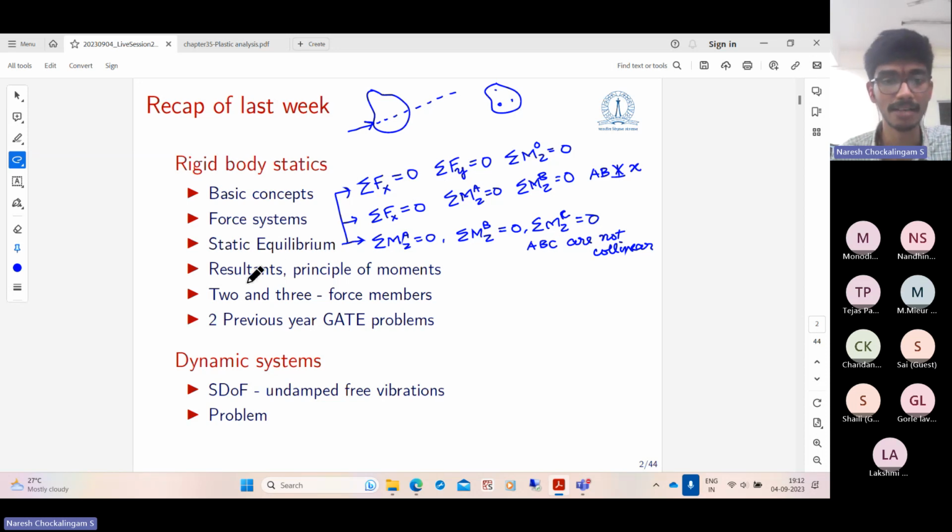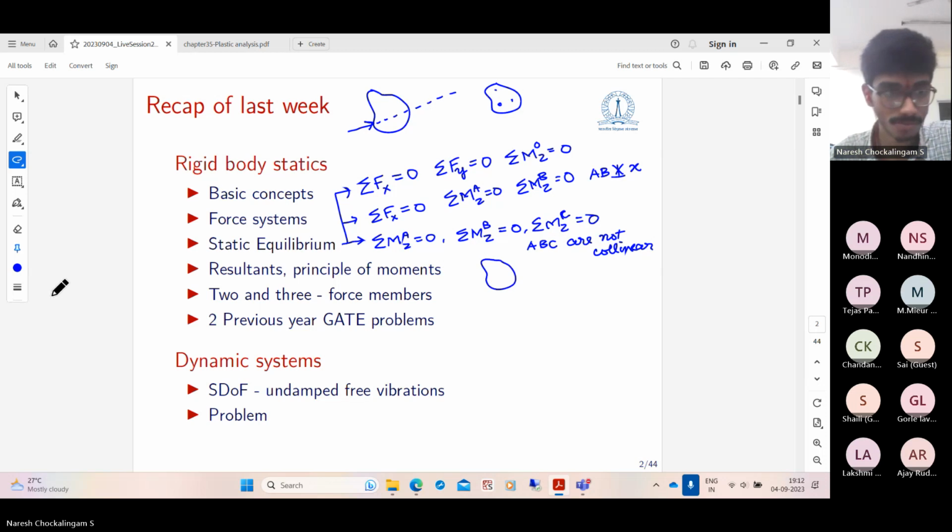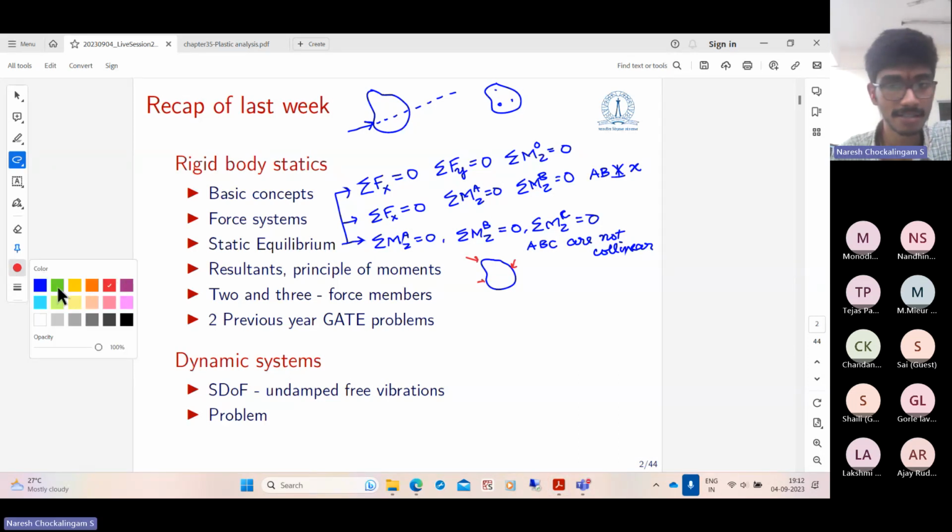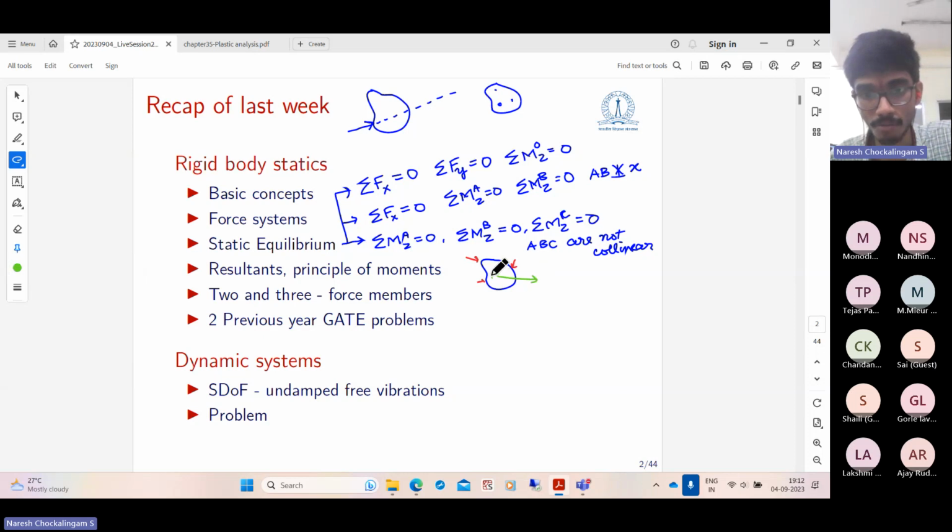Then we looked at the resultants and the principle of moments, which states that any system of external forces and moments acting on a rigid body can be expressed as an equivalent system of a single force. You have a lot of forces acting on a rigid body. You can always express it as an equivalent system consisting of a single force applied at a point and a moment about that point. So this is the resultant force R and the resultant moment M. The resultant moment M is nothing but the sum of moments of the individual forces. That is the principle of moments.